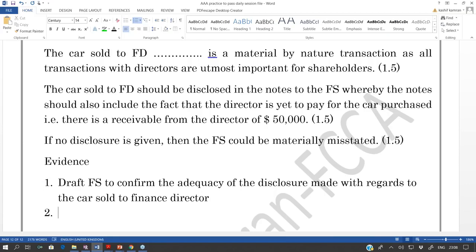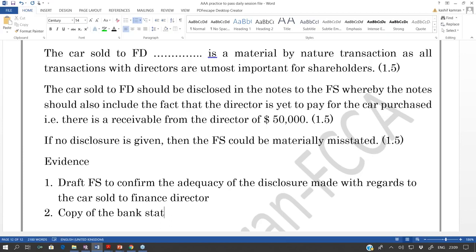Second, there is still a receivable at the balance sheet date of $50,000. So what if this receivable has been subsequently paid? So can I have a copy of the bank statement to confirm whether the $50,000, which was the receivable at the year end, was subsequently paid by the director? So at the year end, there was a receivable, right? So can I check subsequent to the year end whether $50,000 was paid or not? So can I have the copy of the bank statement?